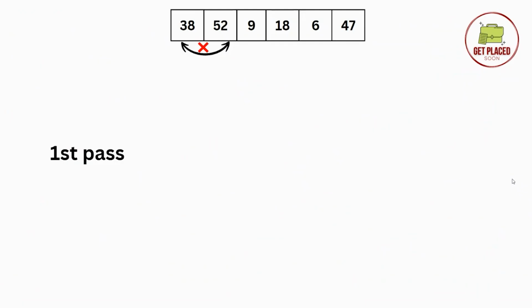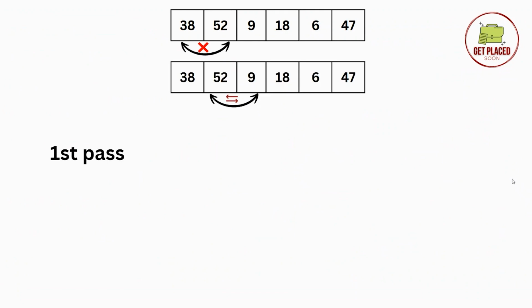So consider this array: 38, 52, 9, 18, 6, 47. What are we supposed to do? We are supposed to compare the adjacent elements and swap accordingly. Now 38 is less than 52 and we are sorting in ascending order, so there is no swapping. Now 52 and 9. 9 is minimum, so swapping 9 and 52.